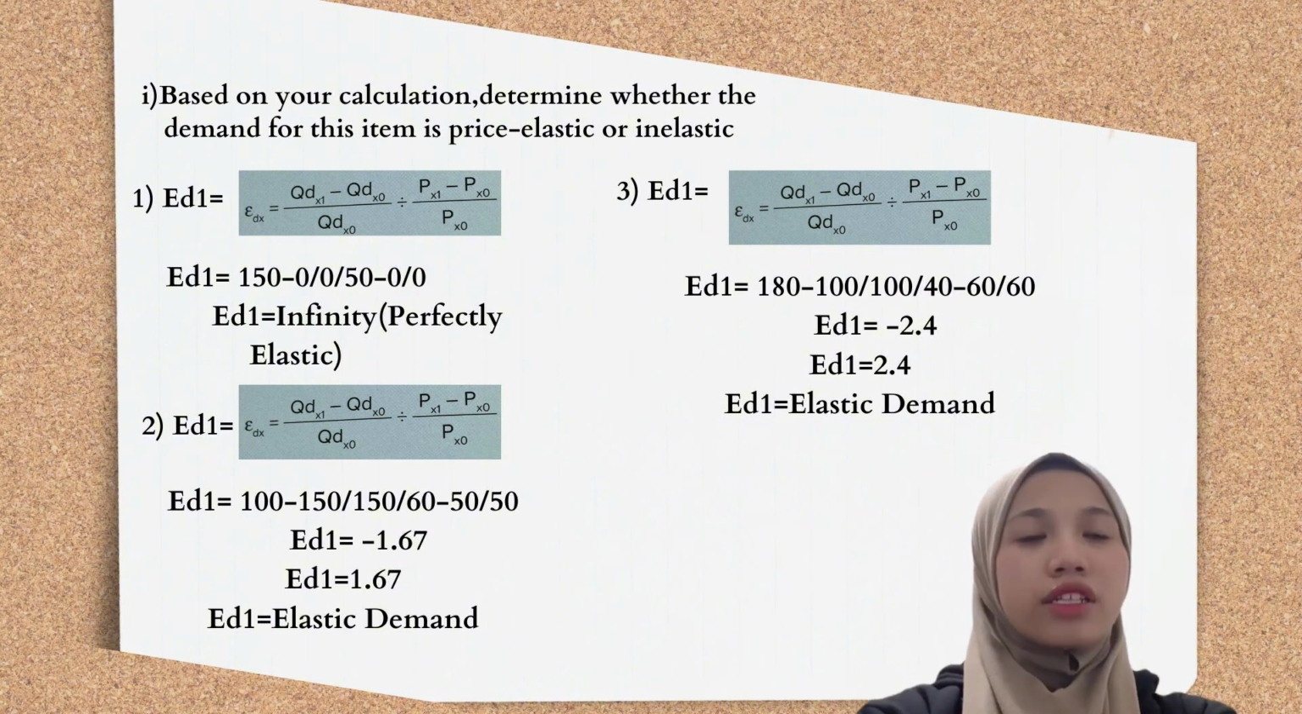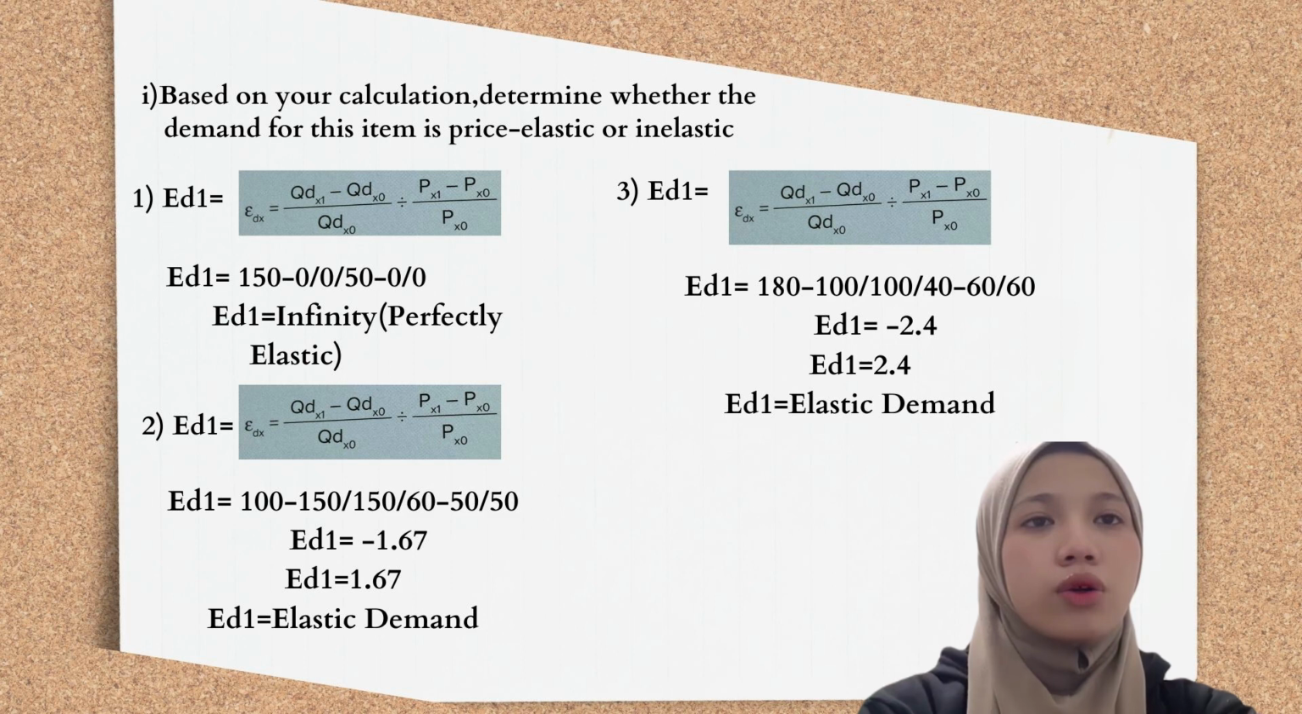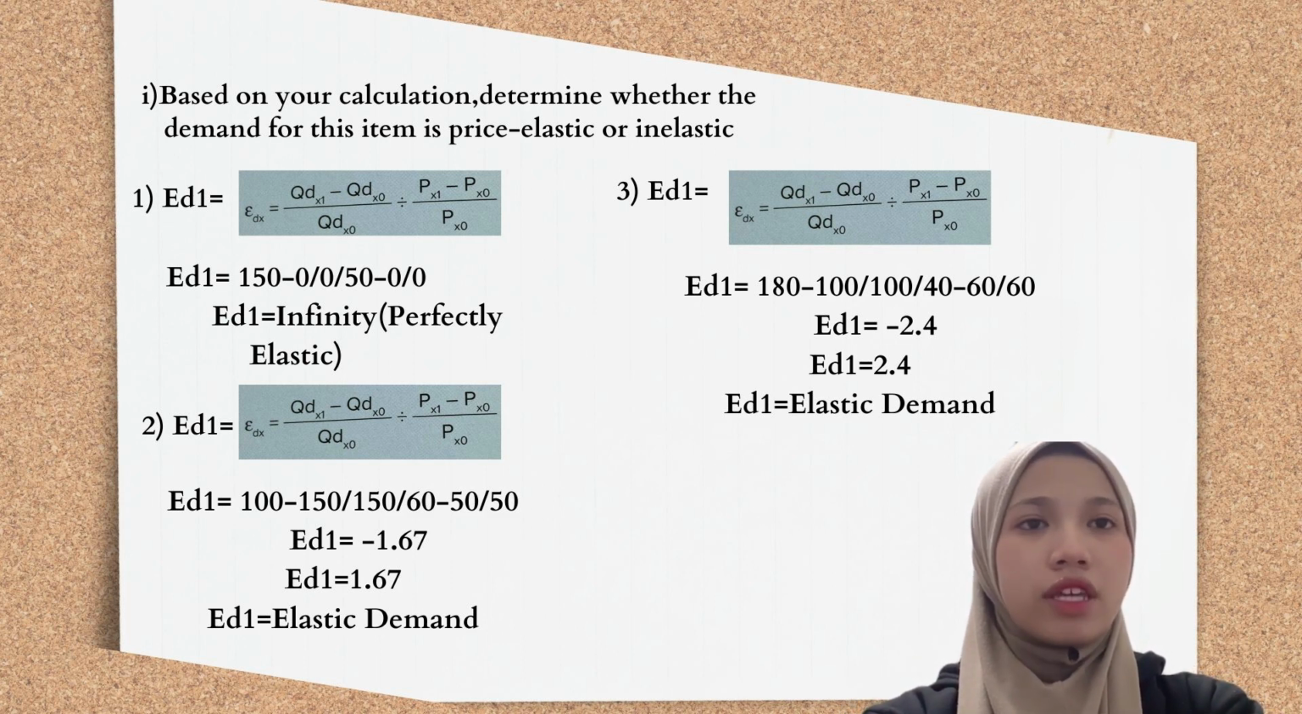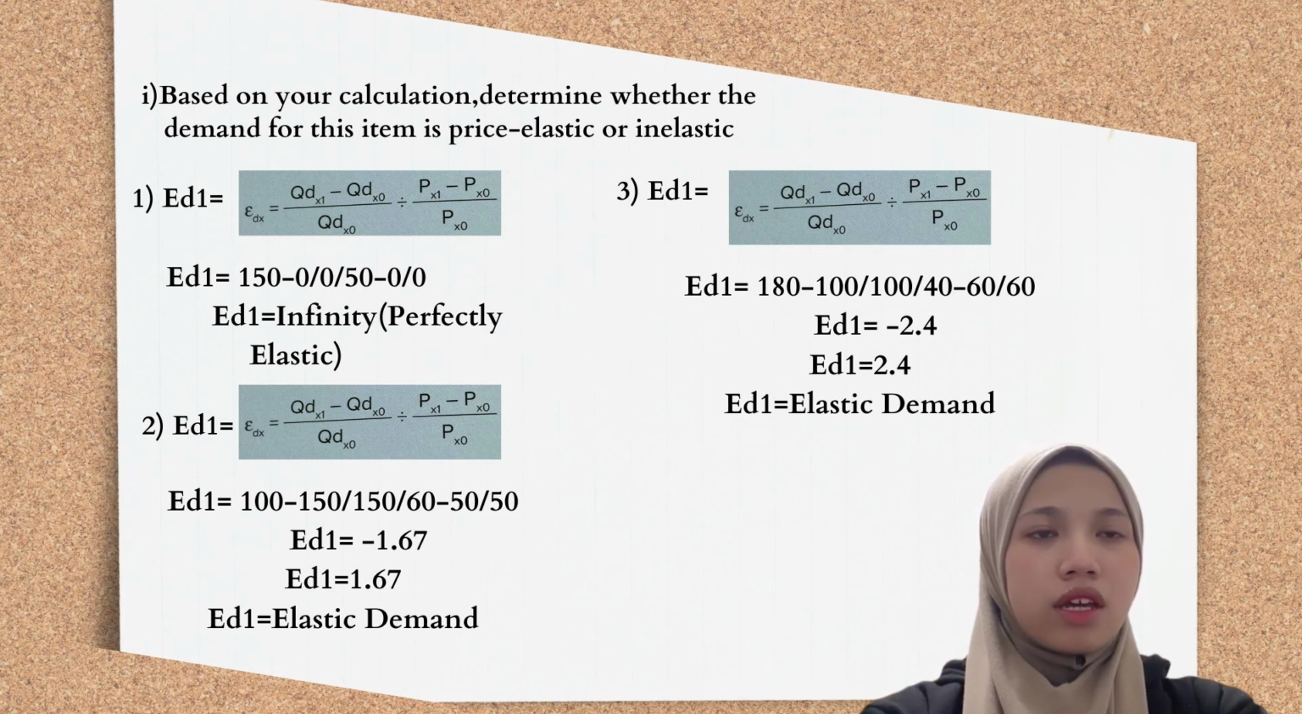Okay, so for this question, the new quantity is 150 minus the old quantity, which is 0, and divided by the old quantity, which is 0. Then we divide that by the price: the new price is 50, the old price is 0, and we divide by the old price 0. So the answer, we got infinity, which is perfectly elastic.